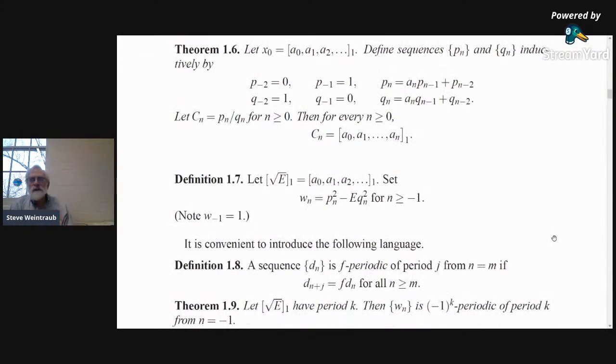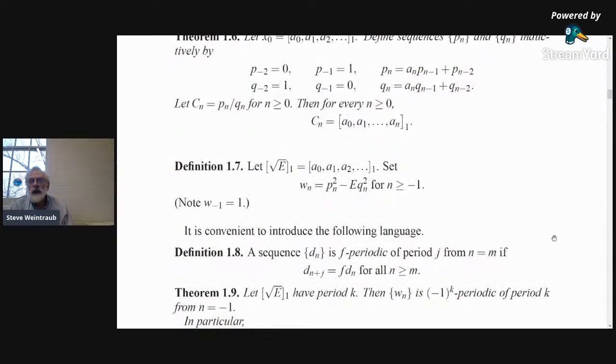Now we'll introduce some language. You know what it means for something to be periodic? Periodic means that it repeats. Well, we're going to say that a sequence is F periodic if it repeats up to a factor of F. So a sequence is F periodic at period j, starting from n equals m, if d sub n plus j is not equal to d sub n, but is d sub n times the factor F, for all n greater than or equal to m.